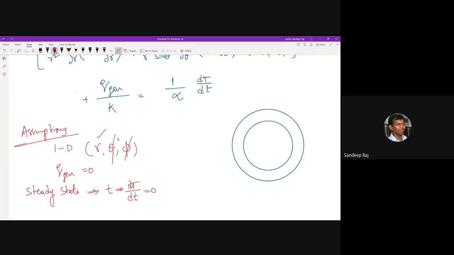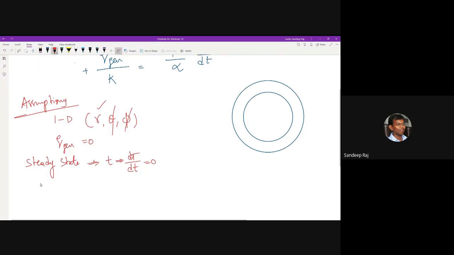Along with these assumptions, I can also write that it is isotropic and homogeneous. When I say it is isotropic or homogeneous, that means that kr is equal to k theta is equal to k, meaning the value of thermal conductivity is not varying with respect to the space coordinates.